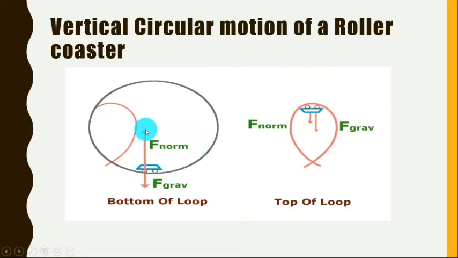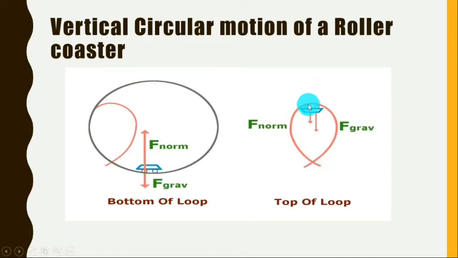You remember normal force? Force between two objects in contact. Here, in this case, centripetal force, what does it equal? It equals normal force minus force of gravity. This one is positive because it's toward the center of the circle. This one is negative because it is away from the center of the circle.